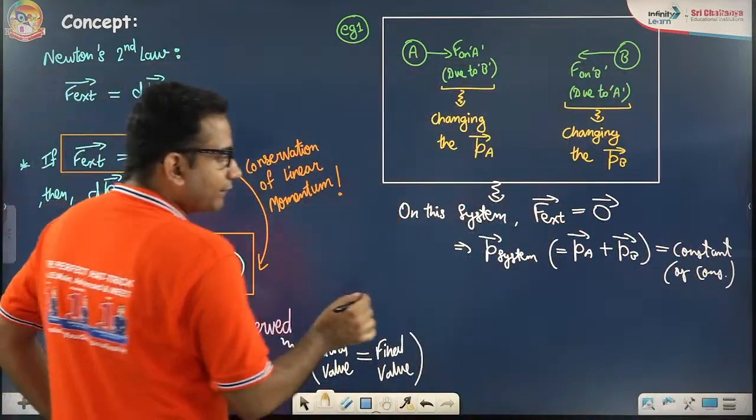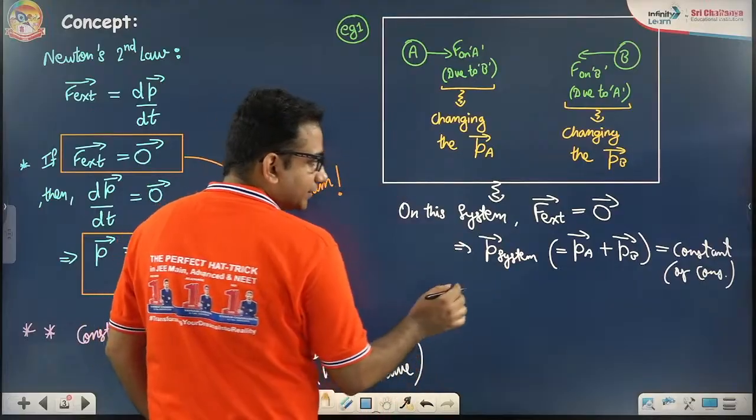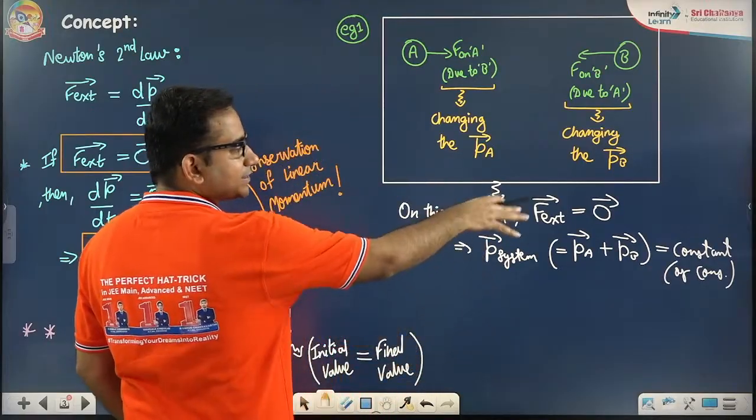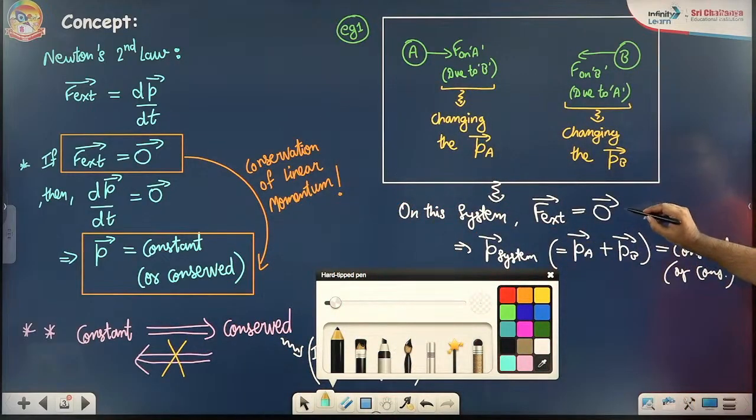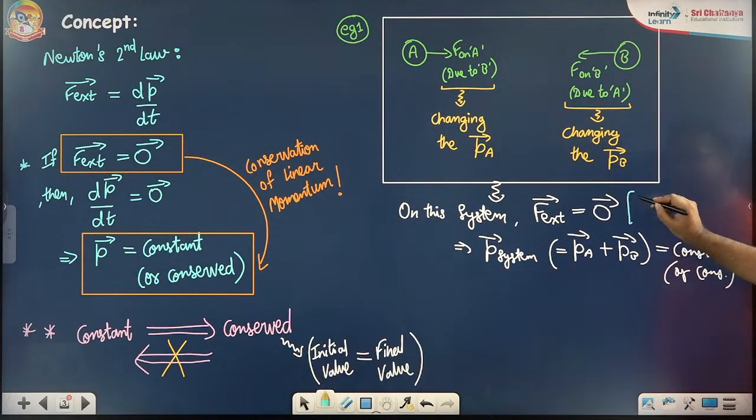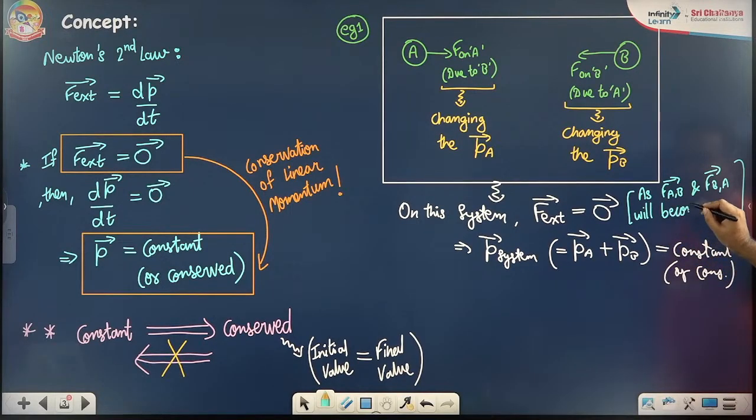Okay, so if I take it further here, I would like to emphasize how this external force is 0. F_AB vector and F_BA vector, acting on A due to B and acting on B due to A, will become internal forces.